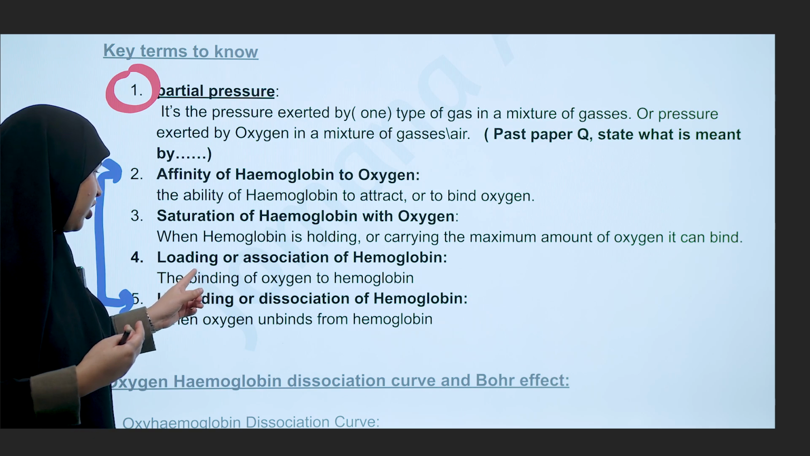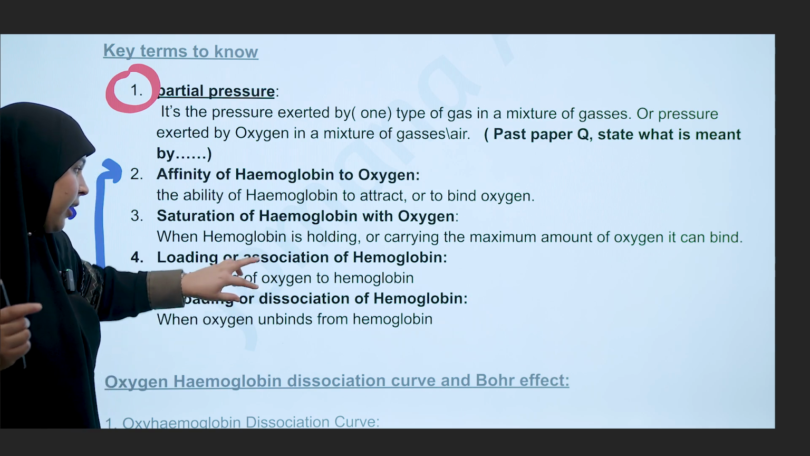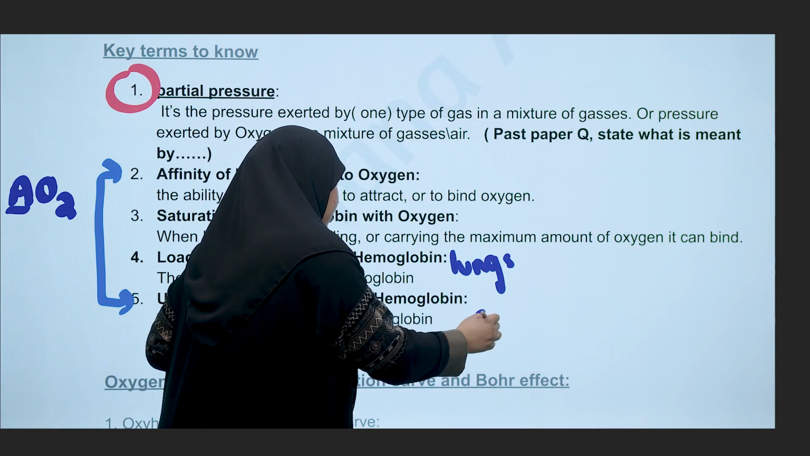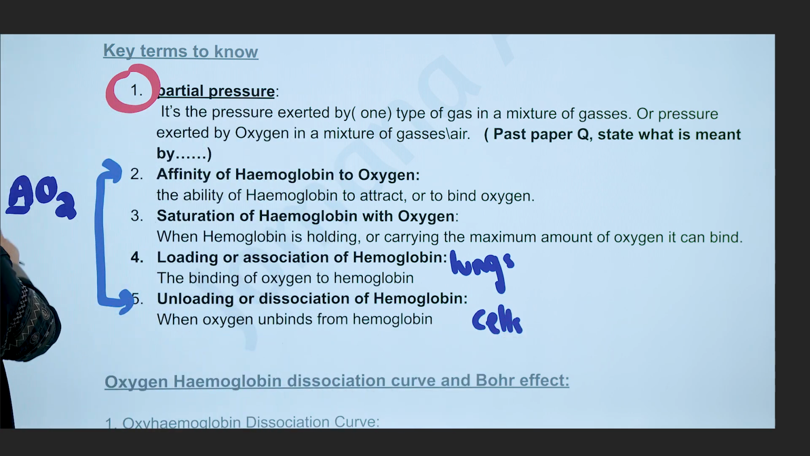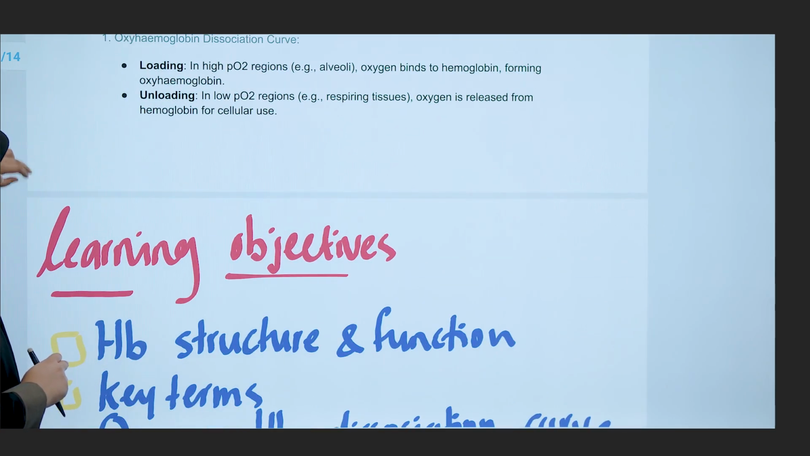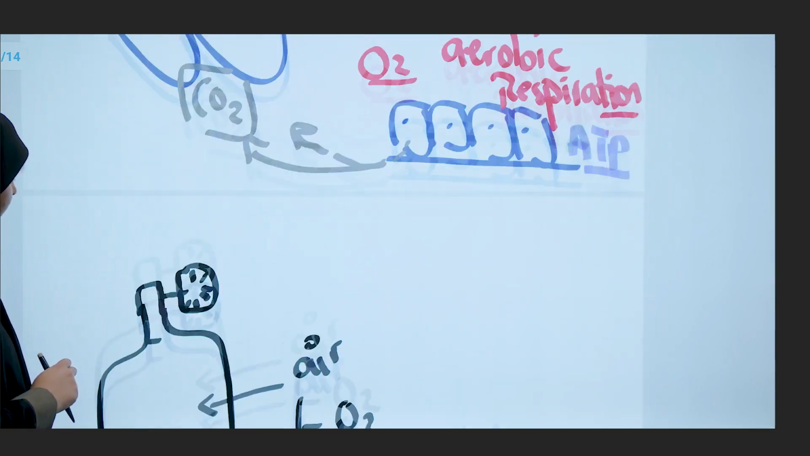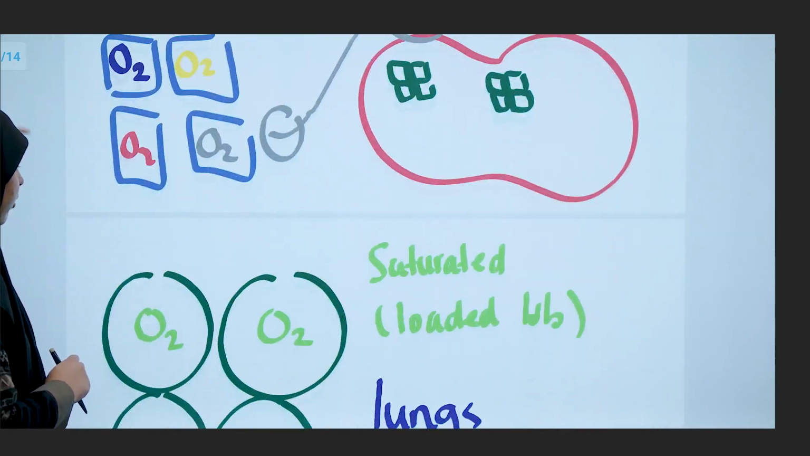Loading or association of hemoglobin is the binding itself. Unloading is the unbinding. This happens where? Loading happens in the lungs, and unloading happens in the respiring cells. So let me zoom out now to show you the graph. The loading and unloading of oxygen, this oxygen hemoglobin dissociation curve, this graph is extremely important. And I will tell you what style of questions you'll be getting through this graph.